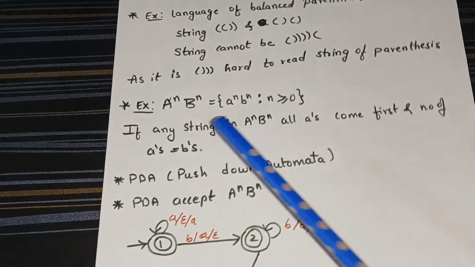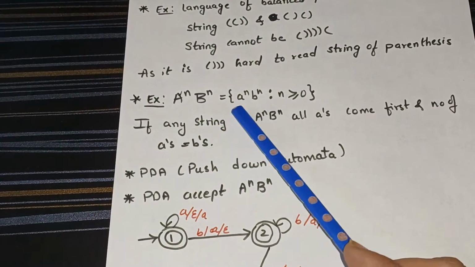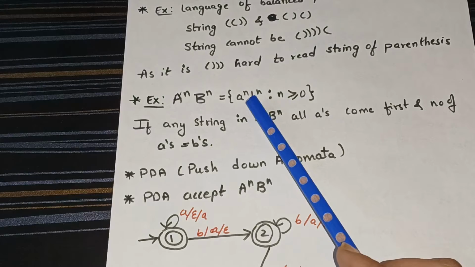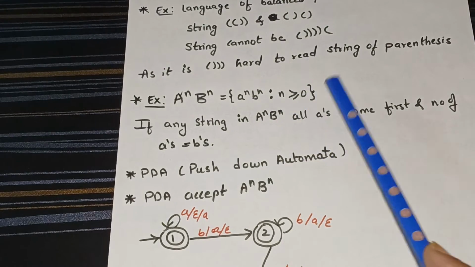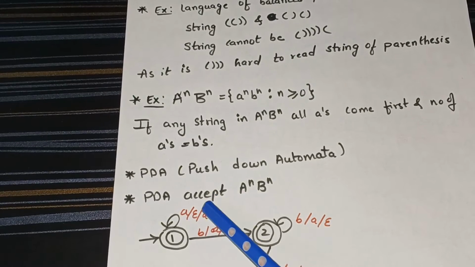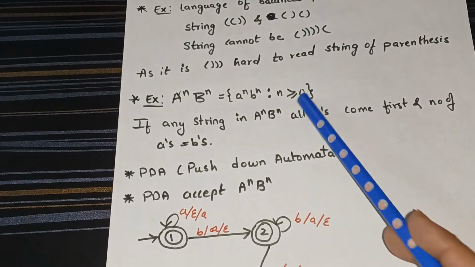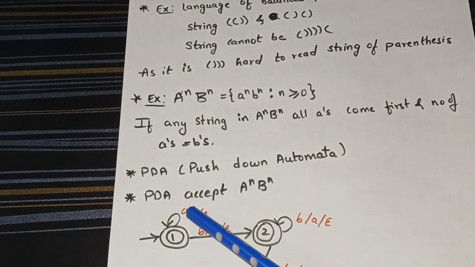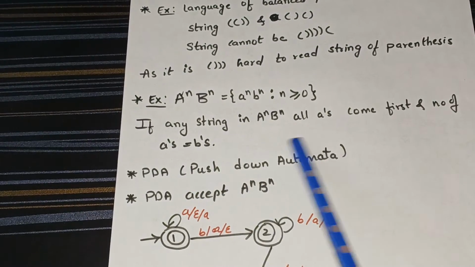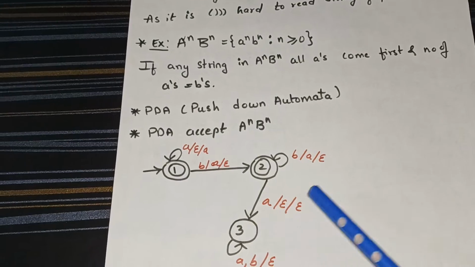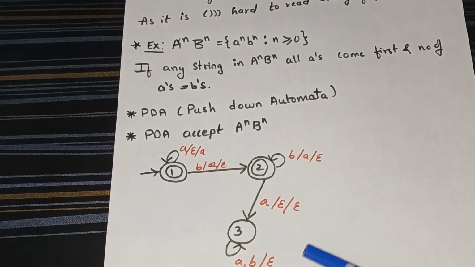For example, A raised to n, B raised to n, where n is greater than or equal to 0. So it should follow A's and B's, with epsilon when n is 0. This can be handled only by a pushdown automaton. When we solve problems, you will get to know about this.